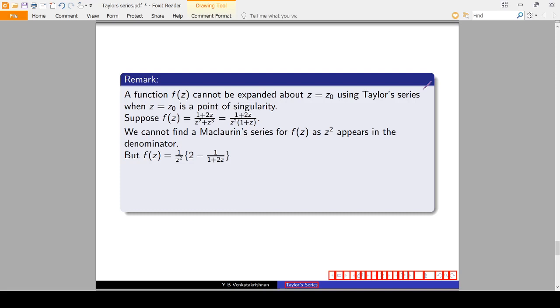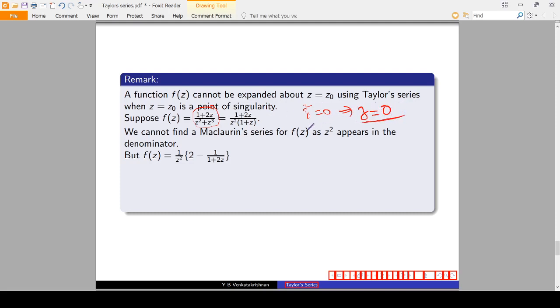So as an example for this, I have taken a function f of z is equal to (1 plus 2z) by (z squared plus z cube). When you look at this denominator, when I take out z squared, I will have (1 plus z) into z squared in the denominator. And z squared equal to 0 will give you z is equal to 0. So in this case, f of z has a singularity at z is equal to 0.